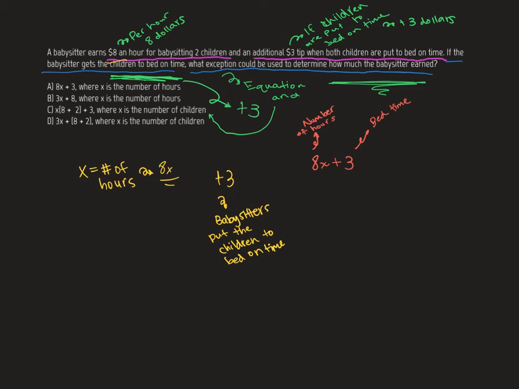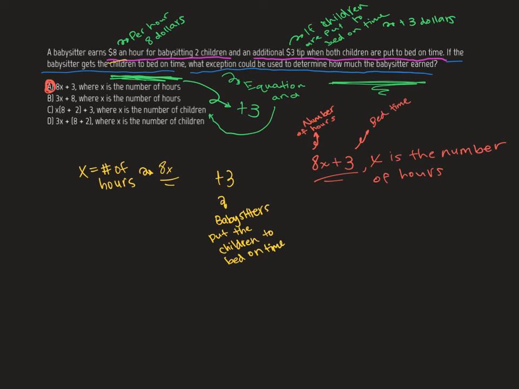So now, let's look at our answer choices. We've got 8X plus 3, that's our answer. Now we've got 8X plus 3, 3X plus 8, 8X plus 2, 8X plus 2X plus 3, 3X plus 8 plus 2. Now, we have 8X plus 3, where X is the number of hours. So obviously the first answer choice would be our correct one.